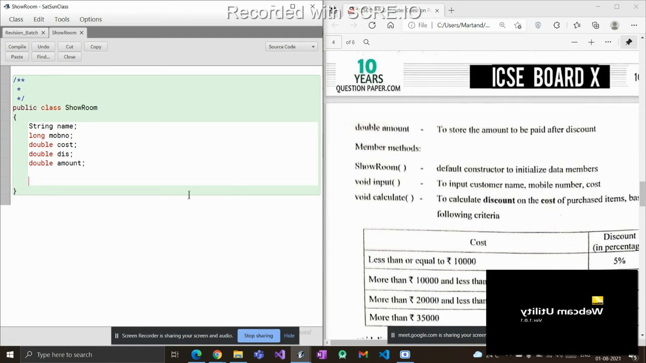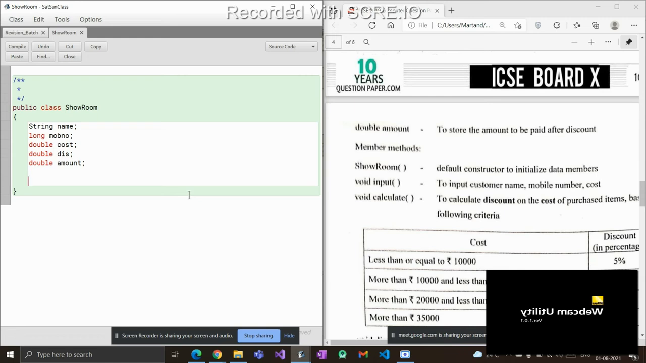Okay. Now pay attention, guys. How do you get marks? When you write all these data members, you get 2 marks. When you write all your member function names as given in the question paper, you get 2 marks. Okay. Did you write the constructor properly? You get 1 mark more. This is how you get marks in your paper.